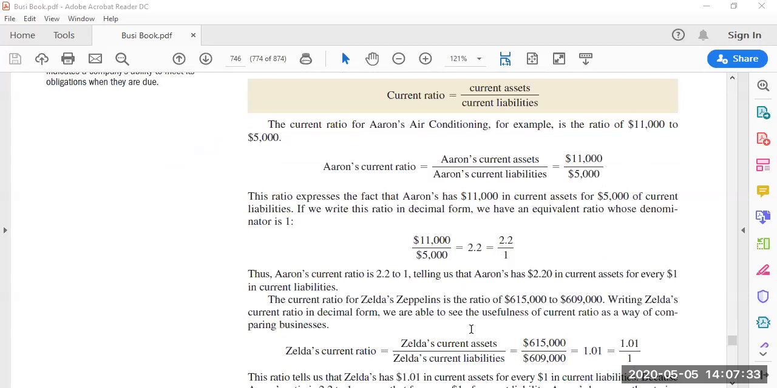So you cannot look at just the working capital to determine the true current ratio. And these two values are very different. That gives us a better picture of how healthy these companies are. How well can these companies cover their current liabilities with their assets? Zelda cannot cover its liabilities as well as Aaron's Air Conditioning Company. That's what this number is showing us.